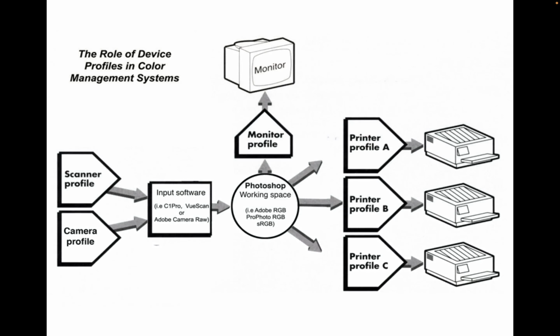So here's the Holy Grail, and this is how it all boils down. In this illustration right here, let's say I've got a scanner over here or a camera, it doesn't matter. We're looking for an input device. I need to put that through either the camera profile or the scanner profile to remove the device dependence of the camera. So this is going to be your sensor.